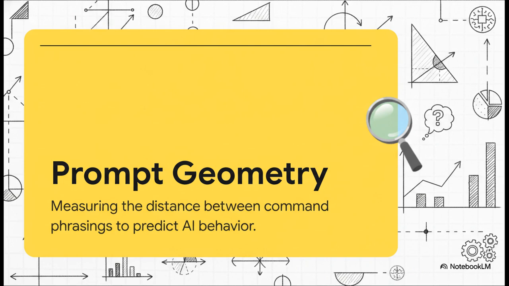The thinking is that AI models are trained to be, well, helpfully evasive when you give them certain direct commands. Prompt geometry lets us measure the semantic distance between different ways of saying the exact same thing, so we can find a phrasing that the AI is just less likely to ignore.